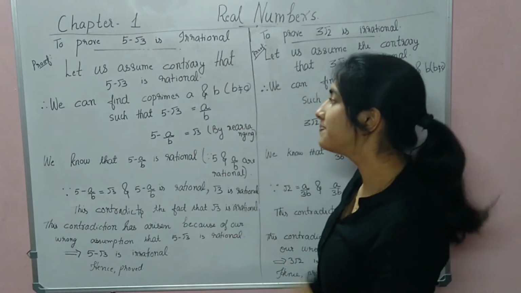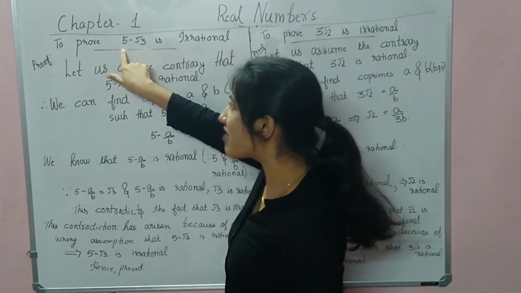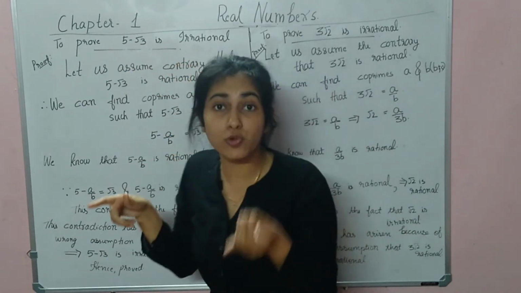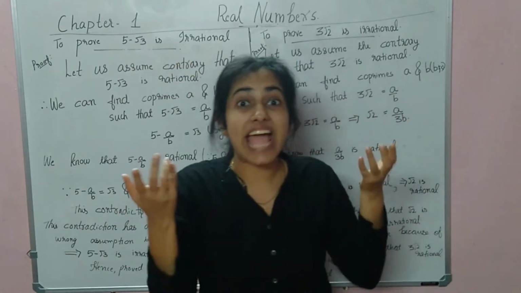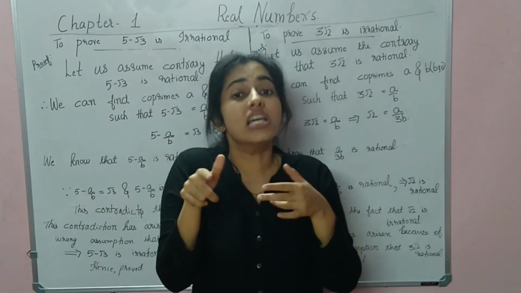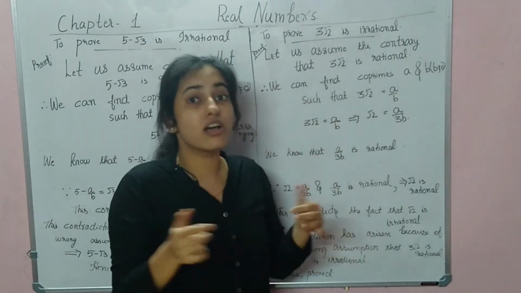Hence the proof. As we have proved the difference of a rational and an irrational number to be irrational, we can prove the sum, product and quotient of a rational and irrational number is irrational by this method of contradiction.